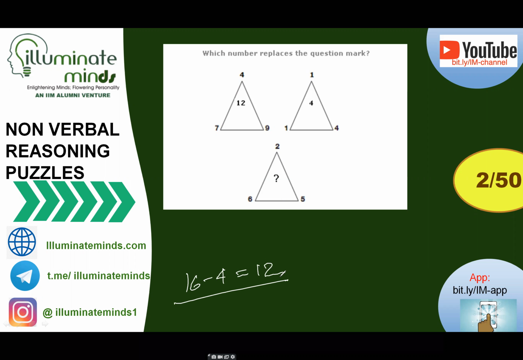So let's try the same thing. The second one, 1 plus 4, 5 minus 1 will give me 4. It fits in the second one also. So the third one also should be the same. 6 plus 5, 11 minus 2 is equal to 9. So the correct answer is 9 for the question mark. I hope it's okay, guys. Right, let's move to the third one.